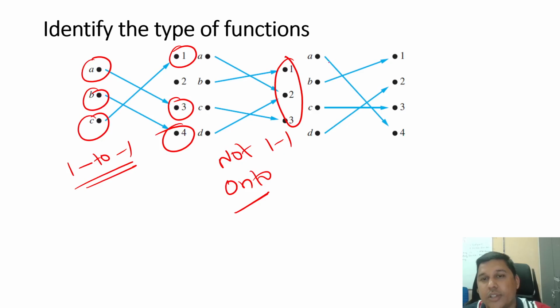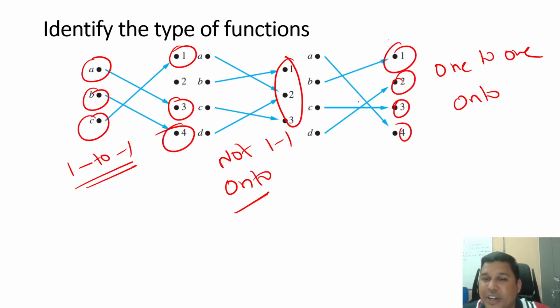Third one, see, A is mapped to 4, B is mapped to 1, C is mapped to 3, D is mapped to 2. This is one-to-one because there is one-to-one mapping. Is it onto? Yes, onto also. Why is it onto? Because for every output there is definitely some input, therefore it is onto. Therefore this third function is a bijective function.